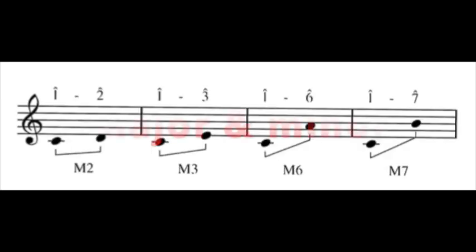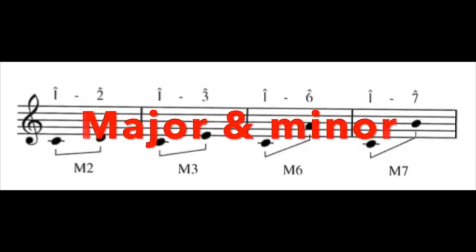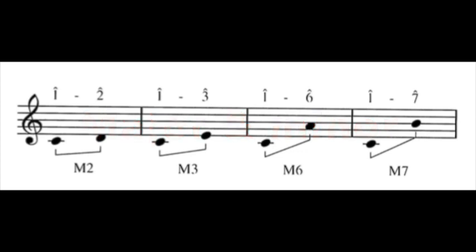The modifiers major and minor are used only in connection with seconds, thirds, sixths, and sevenths. The intervals formed by scale degree 1 to 2, scale degree 1 to 3, scale degree 1 to 6, and scale degree 1 to 7 in the major scale are all major intervals, as we can see here. So 1 to 2 is a major second, 1 to 3 is a major third, 1 to 6 is a major sixth, 1 to 7 is a major seventh in the major scale.